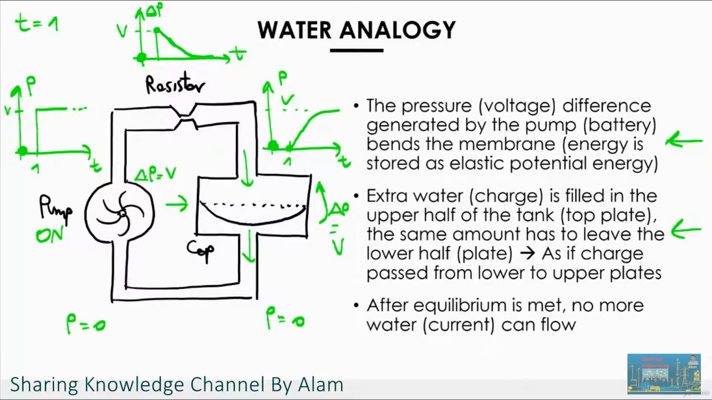So this is equivalent to saying that when a capacitor has a certain amount of charge Q, all we are saying is that we have an additional amount of electrons accumulated on the negative plate, and the same amount of electrons has left the positive plate.